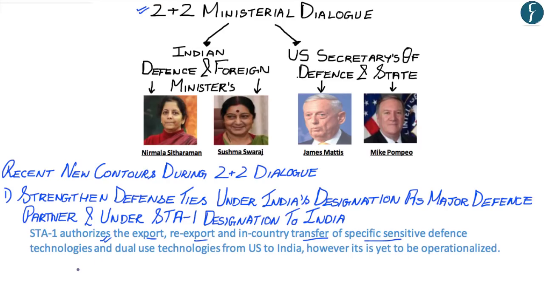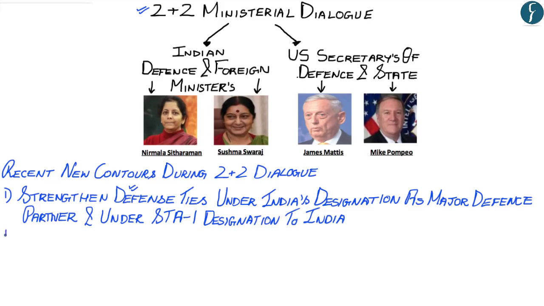Now, the STA-1 designation of India by the United States would authorize India the export, re-export, and in-country transfer of specific sensitive defense technologies. Apart from this, it would also allow the export, re-export, and in-country transfer of dual-use technologies from the United States to India, wherein India has become the third country in Asia after Japan and South Korea to receive the STA-1 designation from the United States. This designation is intended to strengthen the defense ties between India and the United States. However, this designation is yet to be operationalized by the US government.